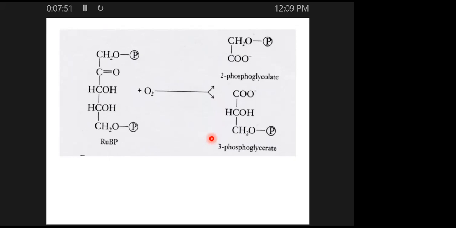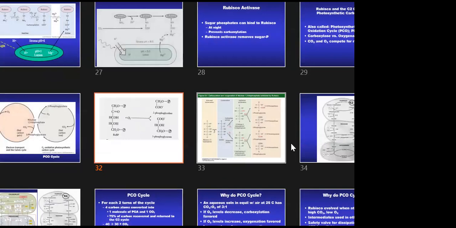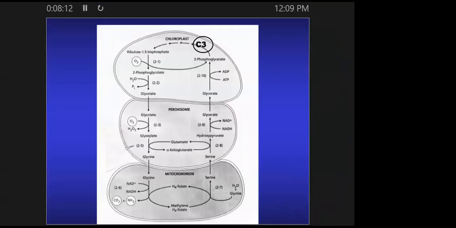And so what we see, the goal here when you look at the PCO cycle is, you've got to get that 2-carbon phosphoglycolate converted to a PGA so it can then enter into the Calvin cycle. But as we saw last time, that's a production. So we were looking at this last time. I think this is pretty much where we left off.